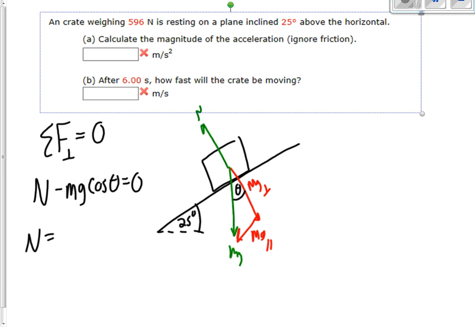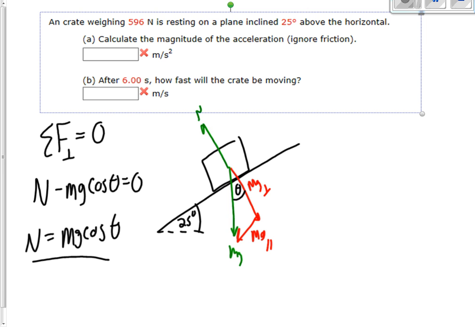But on a vertical surface, the parallel component of the weight is equal to the net force down, mg. So N equals mg cosine theta. I don't really need that for this problem because there is no friction. But again, when we get to the friction, that's going to be important.